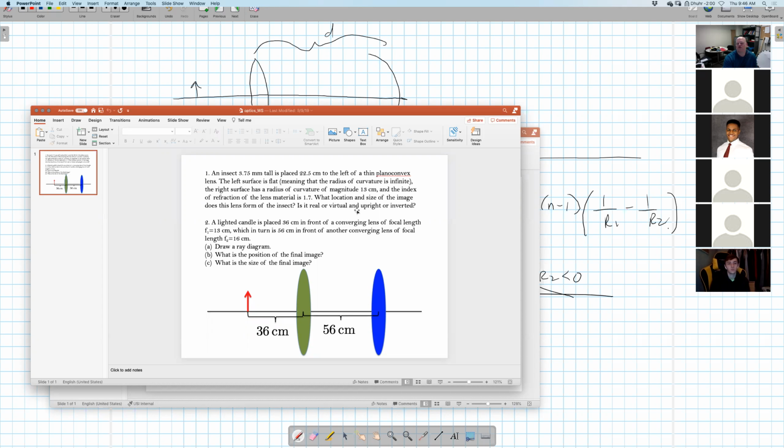Is it virtual or upright? And then finally, the last one is a combination of converging lenses, where I tell you the distances here, and I tell you the focal length for each of them. So I want you to draw a ray diagram, find the final position, and then the final size. Even though I don't think I told you the actual size of the object, so just find the final magnification, not the final size.